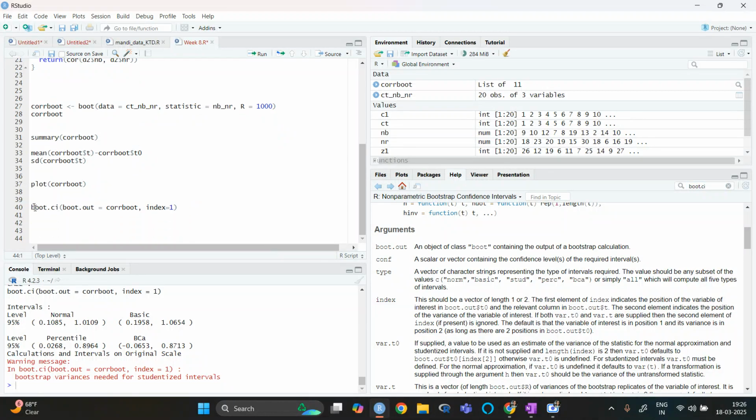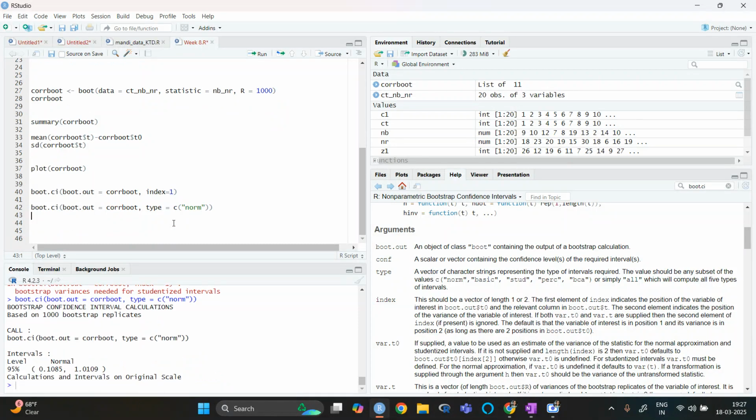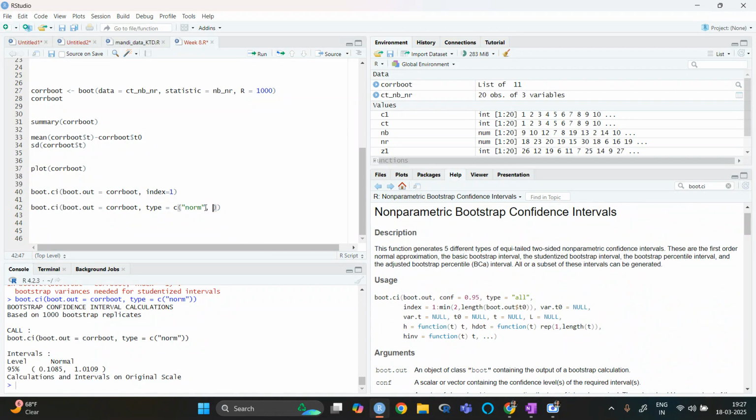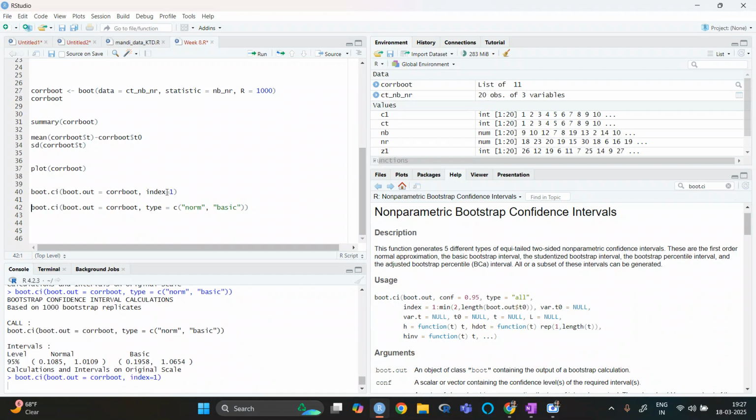So if I write type equal to c("norm"), it will give me only the normal. If I take norm comma, sorry, it doesn't give for the T. So if I do norm comma basic, it will give me the normal one and the basic one. But if you do not want to write all the names again and again, all you need to do is write index equal to 1.